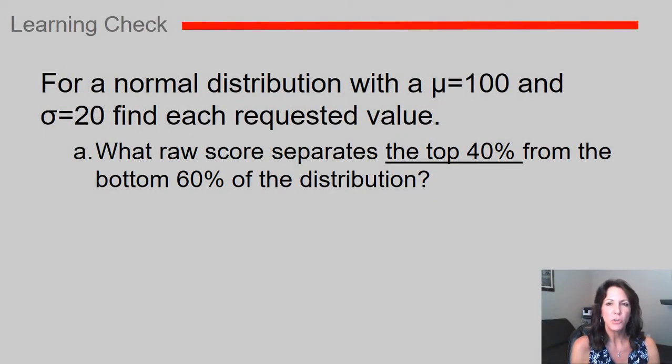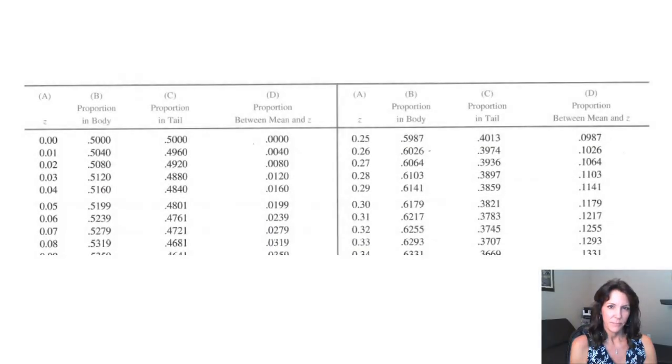We have a normal distribution with a mean of 100 and a standard deviation of 20. What raw score is going to separate the top 40% from the bottom 60% of the distribution? Well, we know the mean and the standard deviation. We can figure out the z-score when we know the percents that we're interested in. So if we're looking for the top 40%, we're going to look for something close to 0.40 in the tail. And there it is, I found it.